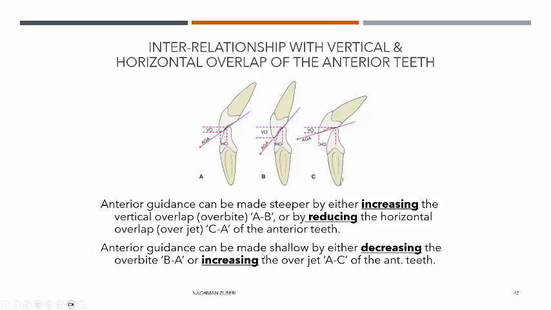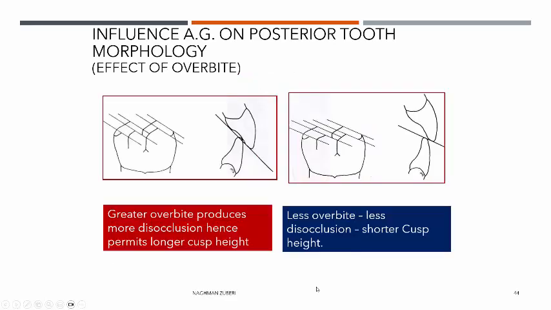Anterior guidance can be made shallow by either decreasing the overbite, from B to A. Here we can see there is a deeper overbite, and here it is a shallow overbite. Or you can increase the overjet from A to C. Here the overjet is minimal, and here we have increased the overjet in this situation.